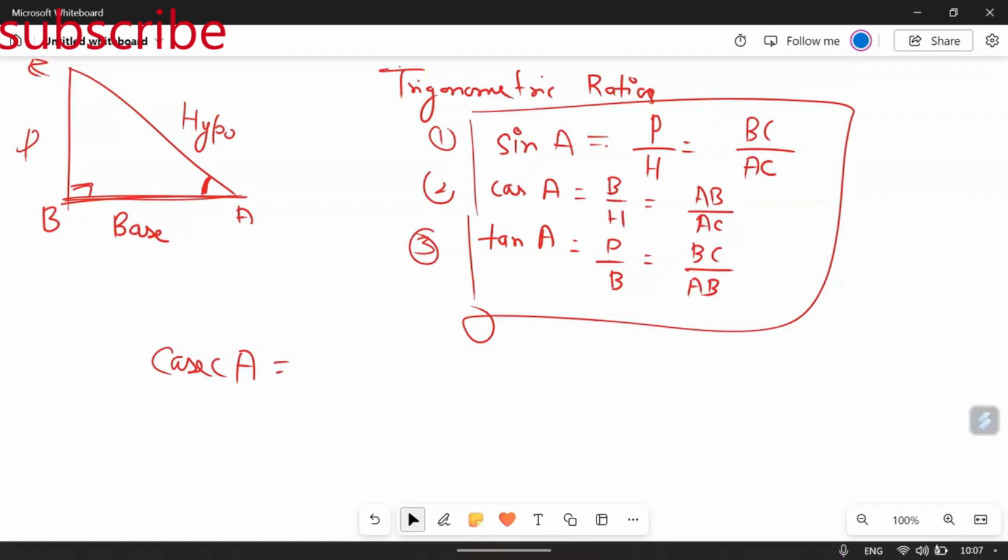Now, with respect to these three ratios, we have another three ratios, which is cosec A. So first we must understand cosec A. The cosec A is the ratio of hypotenuse upon perpendicular, just opposite to the sin A, or the reciprocal of sin A. So hypotenuse is AC and perpendicular is your BC. So it is just opposite to the sin A. And the second one you can say is sec A.